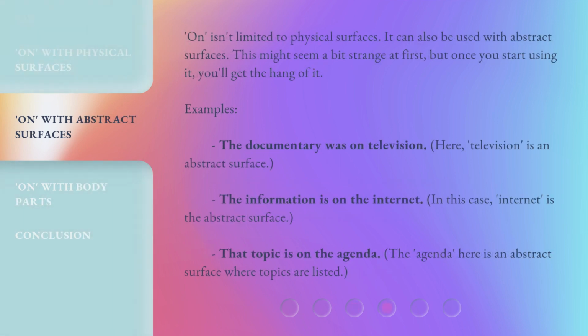On isn't limited to physical surfaces. It can also be used with abstract surfaces. This might seem a bit strange at first, but once you start using it, you'll get the hang of it. Examples: the documentary was on television. Here, television is an abstract surface. The information is on the internet. In this case, internet is the abstract surface. That topic is on the agenda. The agenda here is an abstract surface where topics are listed.